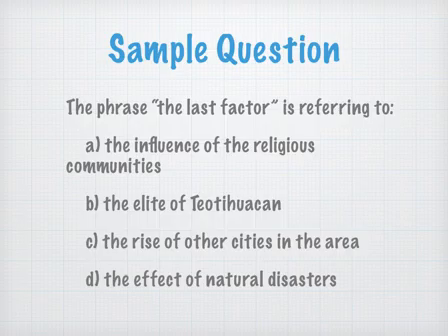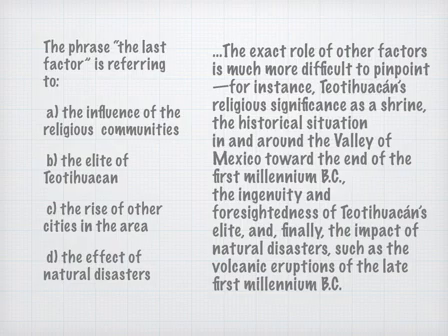So if we have a look at the sample question, this is a typical question. It's not actually on the quick prep download, but it gives you a general idea of how we would try and solve this particular question. The phrase "the last factor" is referring to A, the influence of the religious communities, B, the elite of Teotihuacan, C, the rise of the other cities in the area, or D, the effect of natural disasters. So let's have a closer look at the text and give you the list of answers on the left-hand side of the screen. In order to solve this particular question, we're looking here at the previous paragraph.